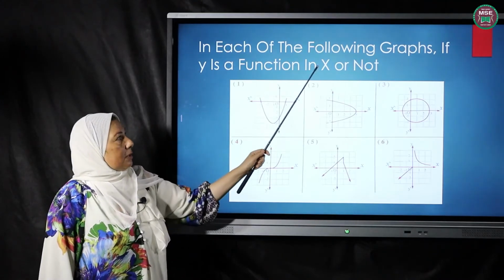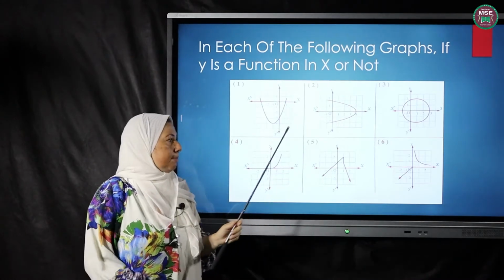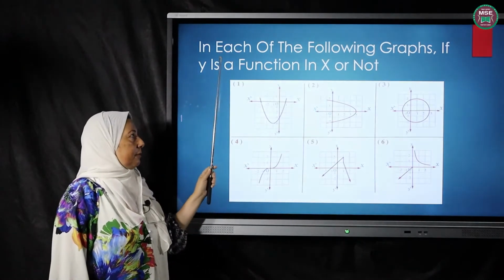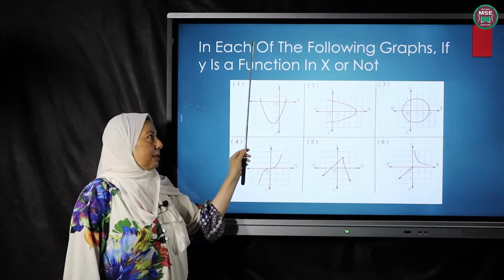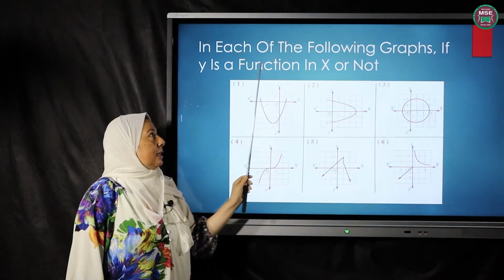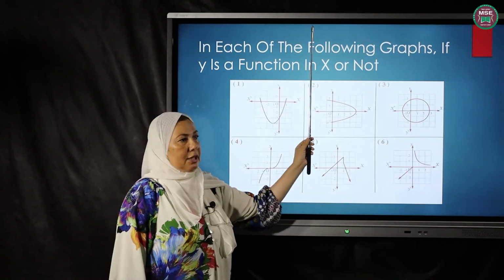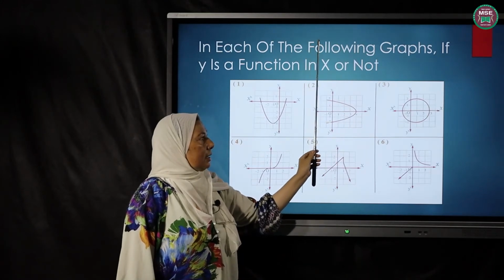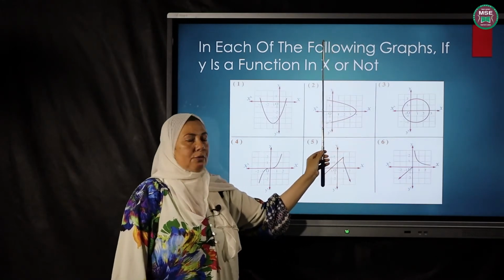In each of the following graphs, is y a function in x or not? First graph: function or not? Using the vertical line test, moving from left to right, the line intersects the graph at only one point. Number one, function. Number two, moving the vertical line from left to right, it intersects at two points, so it is not a function.